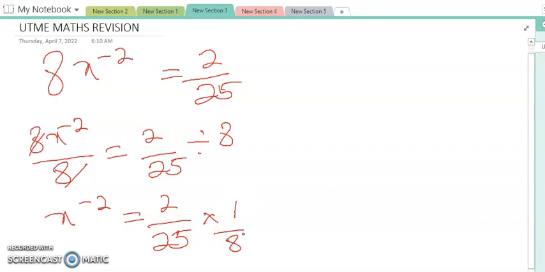If I change division to multiplication, then I will have to take the reciprocal of 8. So what do we have? 2 here 1, 2 in 8, 4. So we have x raised to power minus 2 equals 1 over 100. So what do we have? We can find the square root of both sides.